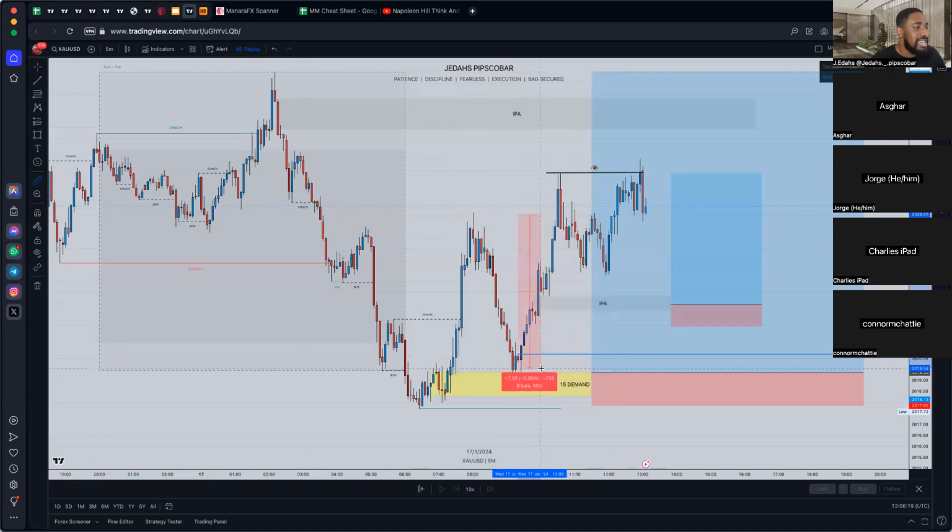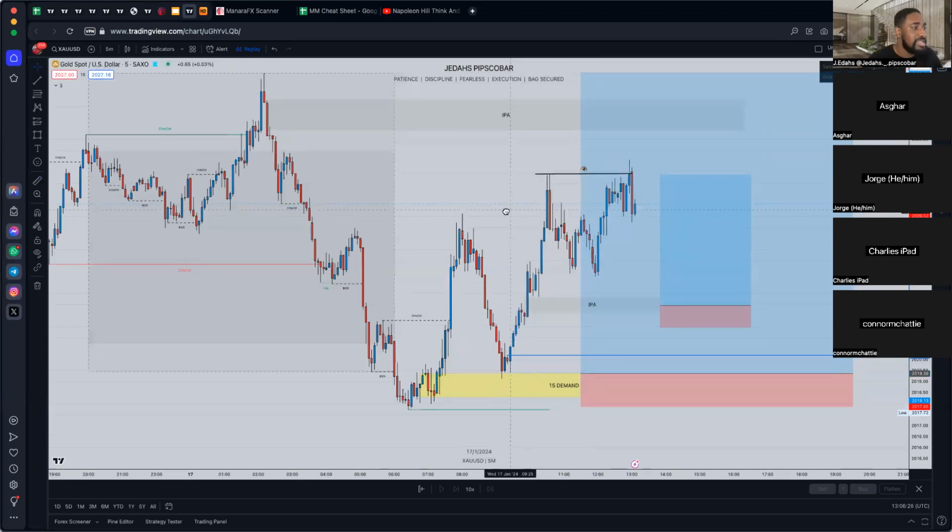And then second time, I really don't know what's going on with my TradingView today. And then second time we literally did well over 90 pips. So that's literally two trades you could have taken back to back.